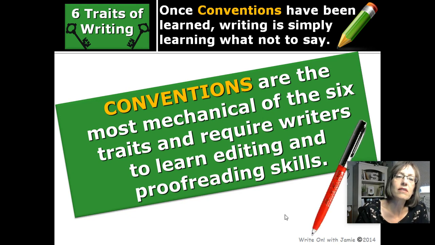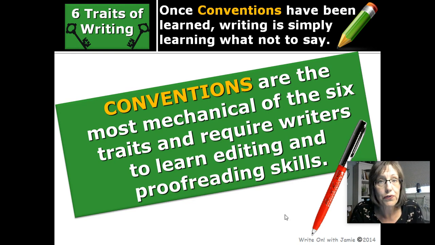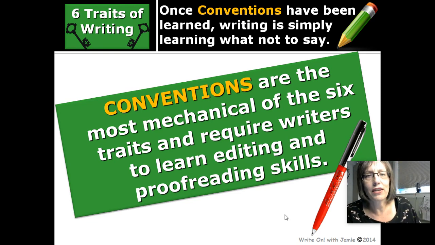So conventions are the most mechanical of the 6 traits, and they require you to learn proofreading skills, which is a large reason why we're doing Fix-Its this year, because in Fix-Its, you're looking for those conventions and you're learning to see where the commas go and all those different little nitty-gritty things that are so important, because if they're not there, people aren't going to be able to read for content. They'll just be finding all those mistakes. So make sure you keep those all neat and tidy and do them in the correct way, and you'll be on your road to being a good writer.